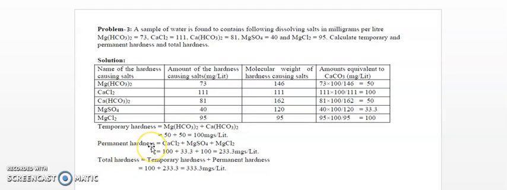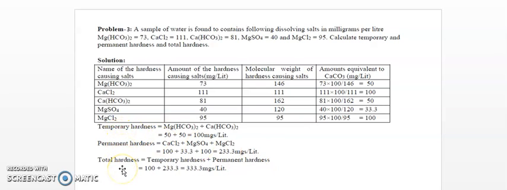As we know, permanent hardness is caused in water due to the presence of chlorides and sulfates of calcium and magnesium. So here we put the calcium carbonate equivalents for calcium chloride, magnesium sulfate and magnesium chloride. The sum of these equals 233.3 milligrams per liter. So we have calculated the temporary hardness and permanent hardness.